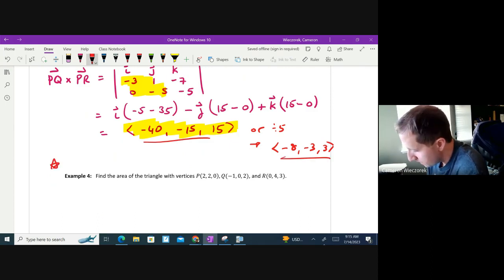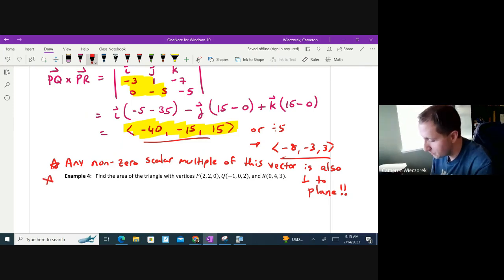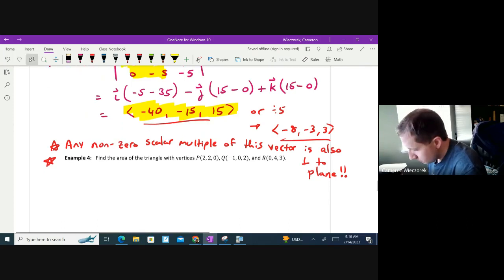Make a note here. Any non-zero scalar multiple of this vector is also orthogonal, or also perpendicular, to the plane. Because you're not using the magnitude anywhere in the problem. If you're using the magnitude, we'll see like in example 4, it's going to matter. Okay? But if I'm just trying to find a vector that's perpendicular, I can scale it up or down as much as I want, as long as it points in the same direction. Okay.